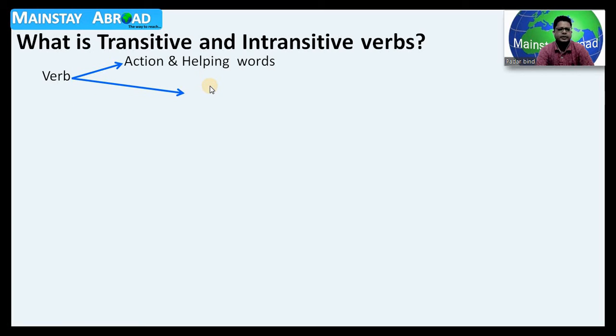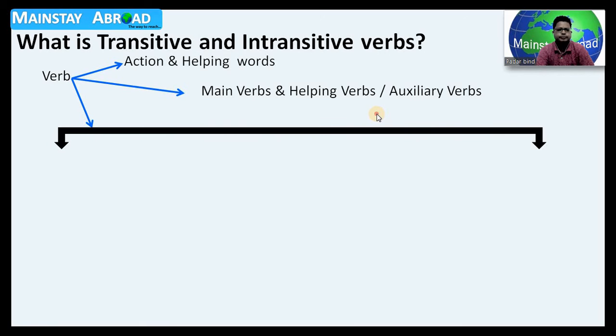All right. Now another part is main verbs and helping verbs, or auxiliary verbs. In verbs we have main verbs, and helping verbs or auxiliary verbs. So we have two kinds of verbs here, and we will learn thoroughly. Fine. So the first part that we need to understand is the main verb, also called the principal verb. Another part is auxiliary verbs or helping verbs.